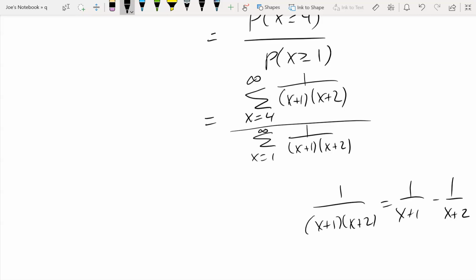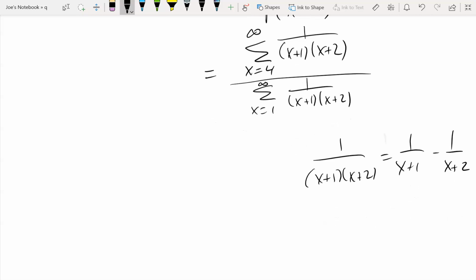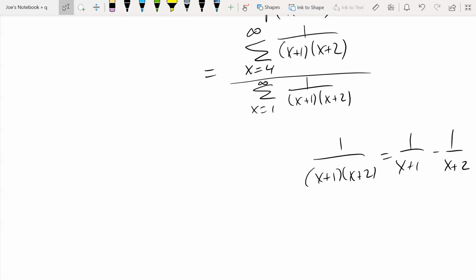I don't know if I can cancel those, it'll be sums, right? Instead of products. Summation from 1 to 3. Let me ask it this way. Can I turn the infinite sum into a finite sum? Yes. Okay, so I could do complements, right?